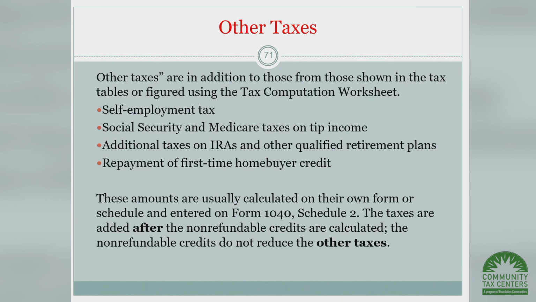These amounts are usually calculated on their own from the forms and schedules and are entered into the 1040 Schedule 2. And these taxes, again, come after the non-refundable credits. The non-refundable credits do not reduce the other taxes, okay? So everything we talked about earlier would play no factor in these taxes.